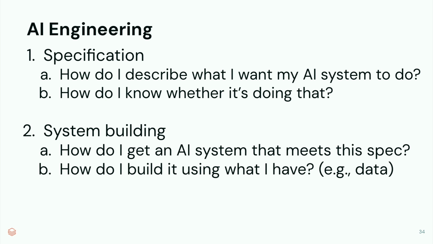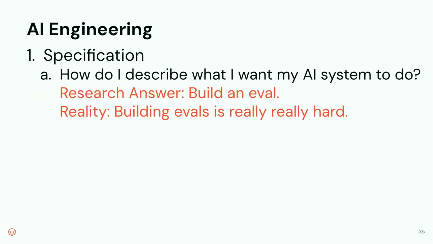These are, for me, the four big questions, where if I don't have a good answer to these, all those promises about PhD level AI go out the window. Let's not even start with PhD level AI, let's go with deployable AI. And so, there are a lot of answers I've heard over the past year or two. How do I describe what I want my AI system to do?